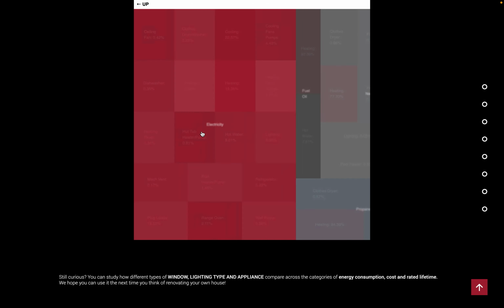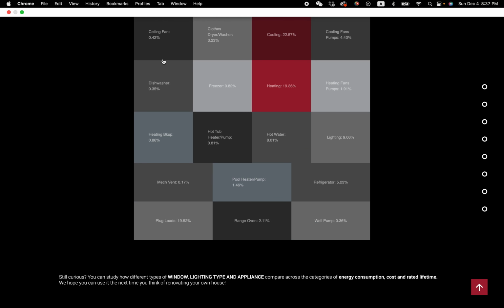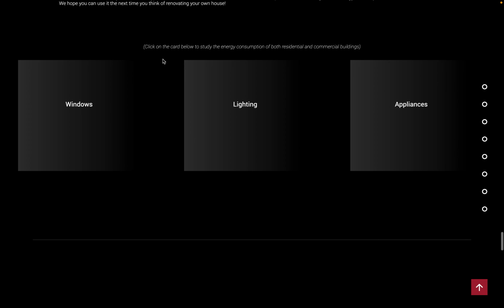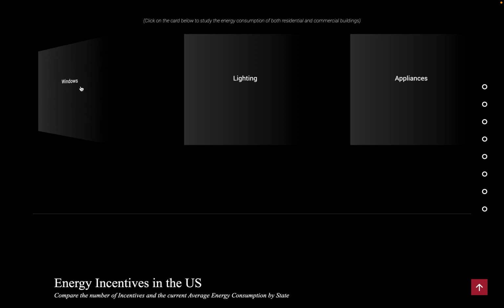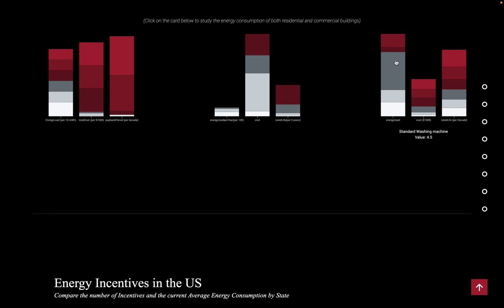Electricity is consumed the most, so if we click on that, we see that heating and cooling system in a house uses most electricity. For homeowners or designers, we also added some basic charts that compare between different types of windows, lighting, and appliances across the parameters of energy consumption, cost, and rated lifespan.